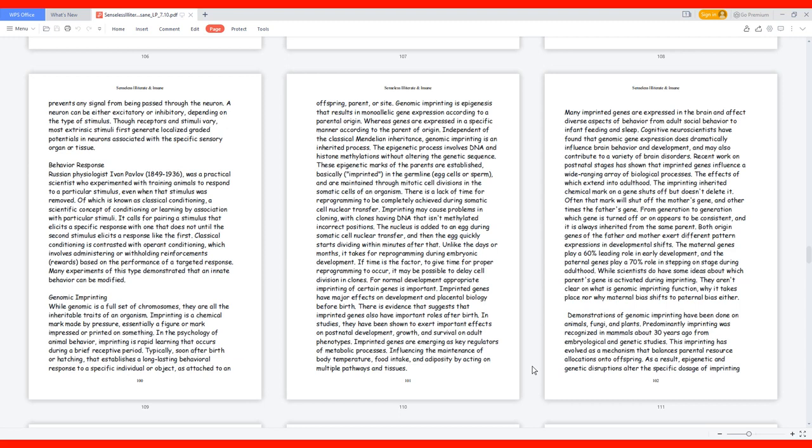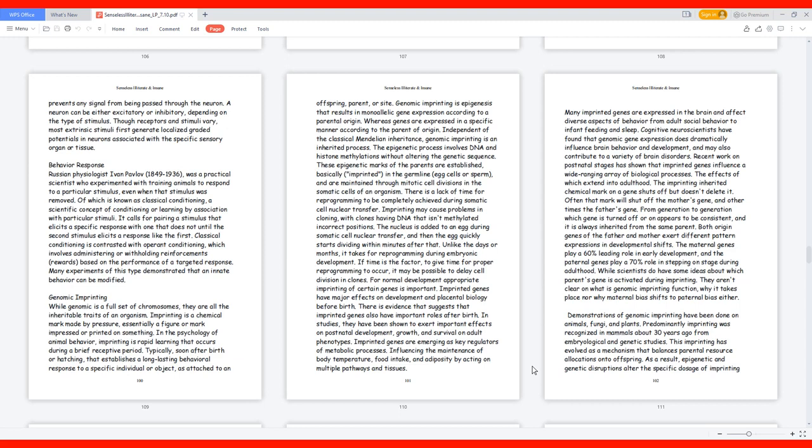Imprinting may cause problems in cloning, with clones having DNA that isn't methylated in the correct positions. The nucleus is added to an egg during somatic cell nuclear transfer, and then the egg quickly starts dividing within minutes after that, unlike the days or months it takes for reprogramming during embryonic development. If time is the factor, to give time for proper reprogramming to occur, it may be possible to delay cell division in clones. For normal development, appropriate imprinting of certain genes is important.